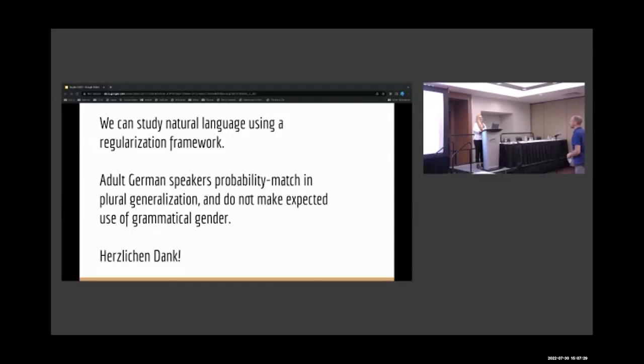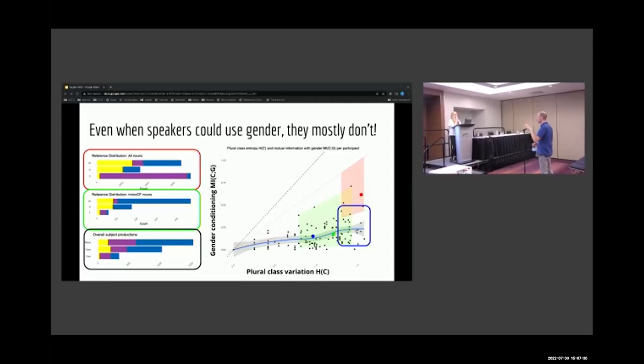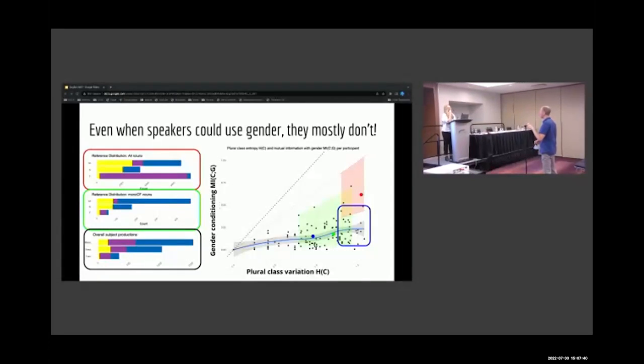Hi, super interesting. But I don't understand this last point. They do not make expected use of grammatical gender, because it seems like they do exactly what they should be doing, given that it's monosyllabic nouns, right?